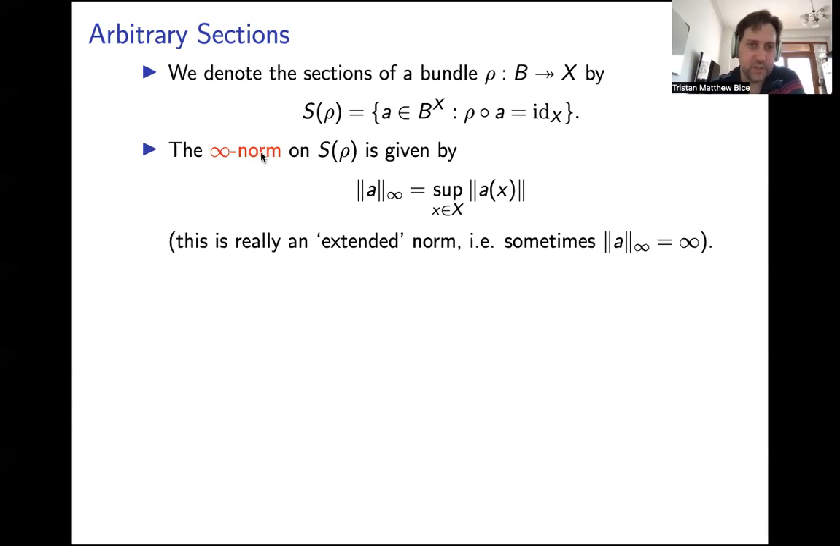some people get upset when you have norms which can take infinite values. So some people would instead call this an extended norm, because there is a chance that this supremum here could be infinite, right? These norms here, there's nothing to say this is bounded, right?